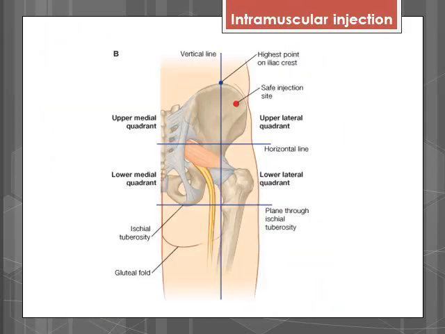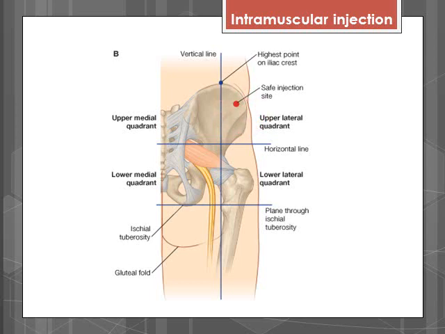A typical site for an intramuscular injection is the gluteal region. The sciatic nerve passes through this region and needs to be avoided. The safest place to inject is the upper outer quadrant.